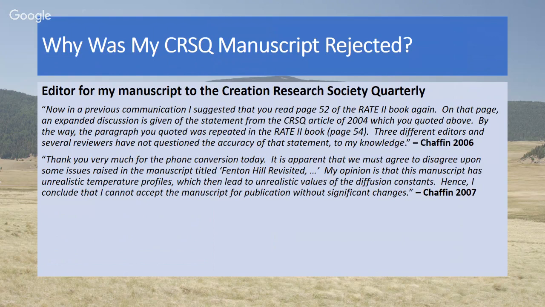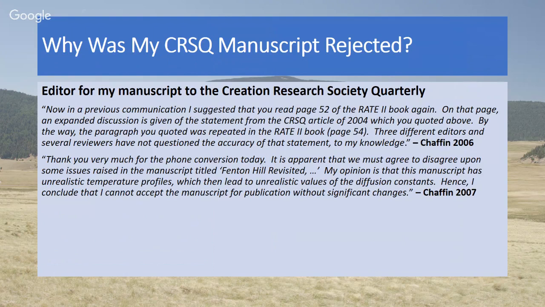I said, Humphreys misinterpreted the thermal history. If you go back to the original paper, look at what's said, and look at the graph, it's inconsistent with what he wrote. And Eugene Chaffin basically said, what Humphreys wrote was correct, and it's been reviewed. Go back and read what he wrote, and he'd never bothered to even check the original reference. Basically, Humphreys wrote it, I'm misunderstanding Humphreys, and there's no point going back to the original paper. It's correct. Three different editors and several reviewers have not questioned the accuracy of the statement, so it must be correct.